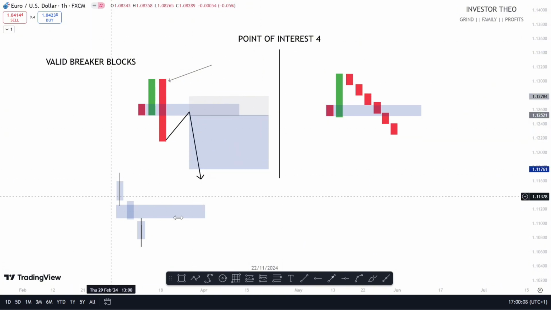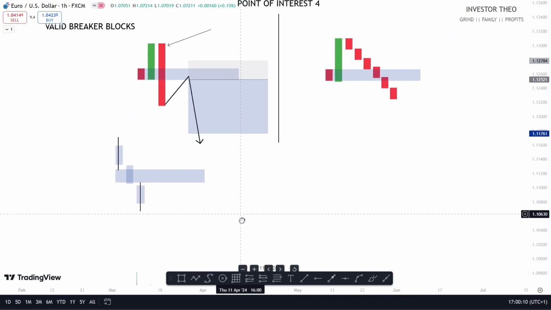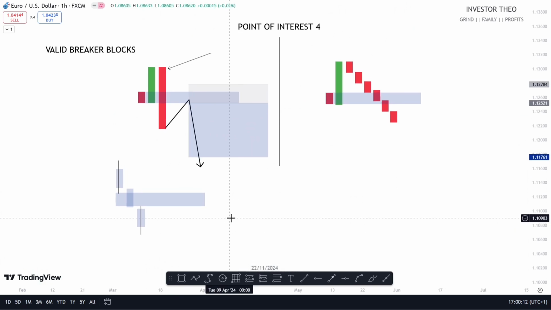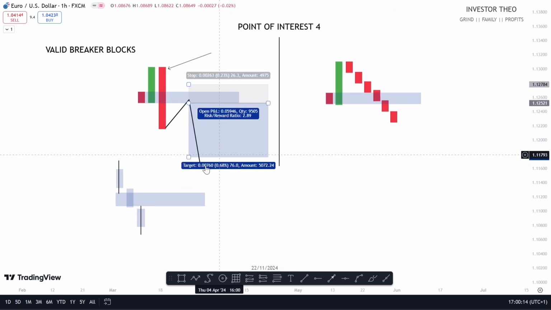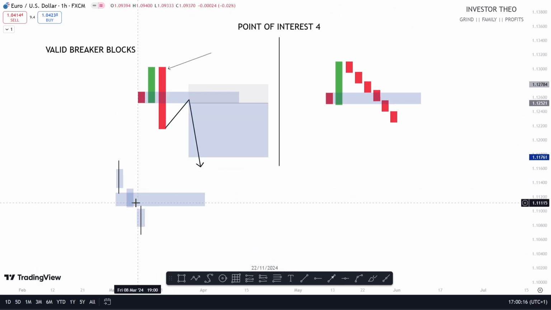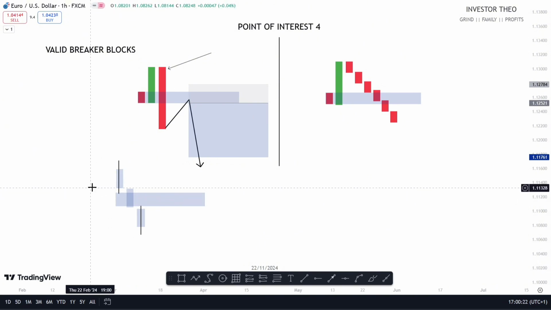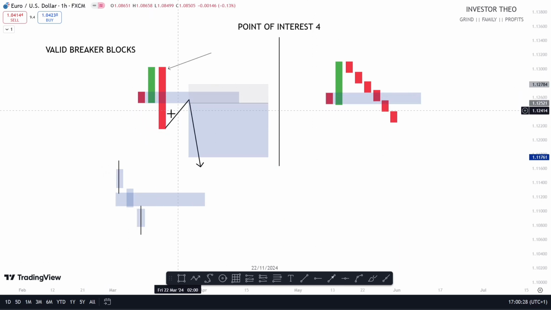All right, a valid breaker block once again has 3 main criteria. There should be impulsive candles, there should be fair value gaps, that's if it's formed by 3 candles, and last but not least, there should be invalidating zones. Even this alone is good for trading.